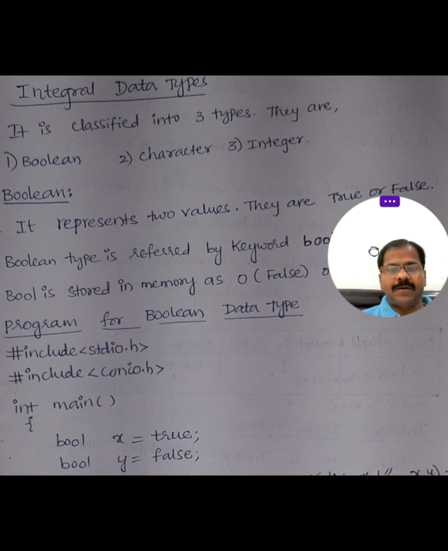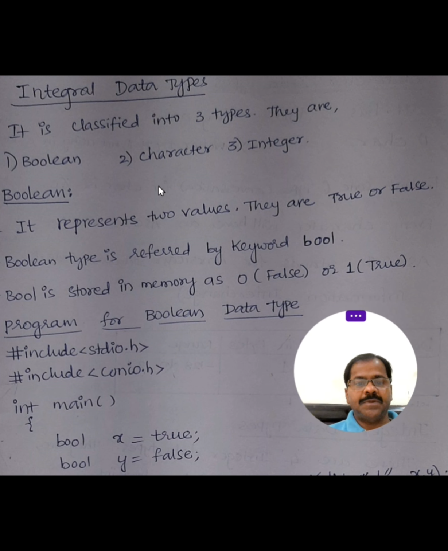You see here, under the integral data types we have 3 types: boolean, character type, integer type. Boolean means it represents only 2 values. They are true or false. Here 0 represents false, 1 represents true.